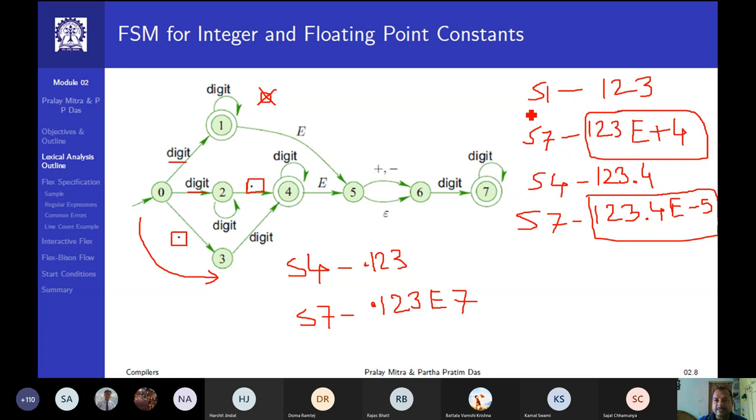So what you can see, if it is an integer constant, then I am at state 1. If it is a floating point, then what are the possibilities? So S7, where the floating point number will be looking like this, or like this, or like this, or S4, where the floating point constant will be looking like this or this. Clear?